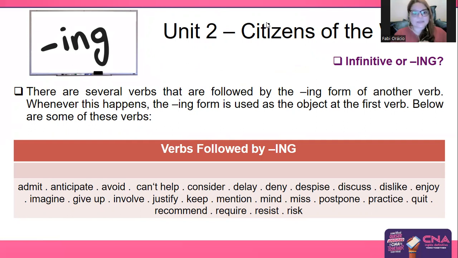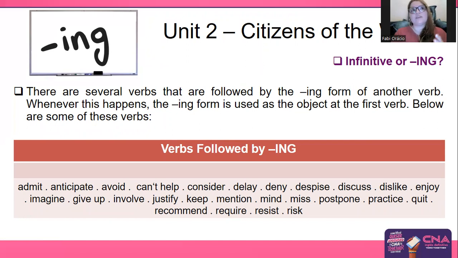Admit, anticipate, avoid, can't help, consider, delay, deny, despise, discuss, dislike, enjoy, imagine, give up, involve, justify, keep, mention, mind, miss, postpone, practice, quit, recommend, require, resist, risk. Which means whenever you use one of these verbs and you need another verb after it, you need to use the -ing form, okay?